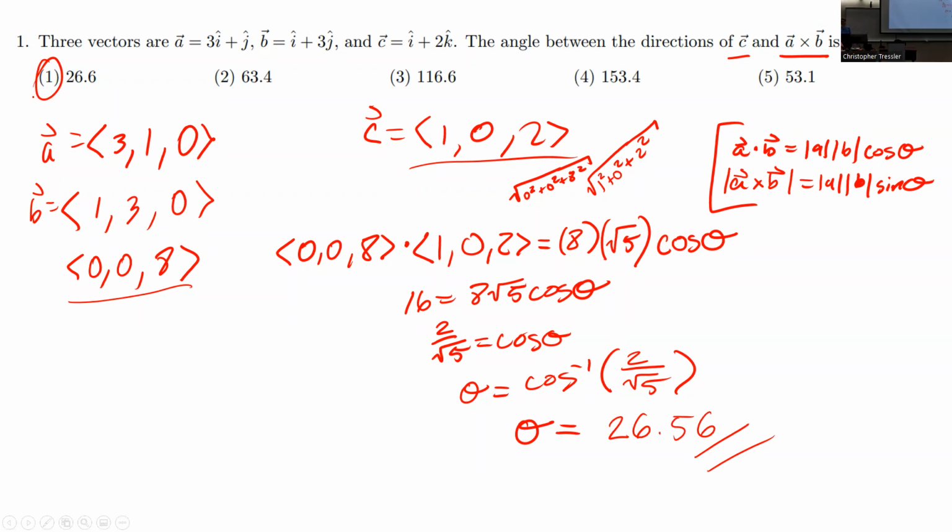Are there any questions? The 16 comes from doing this right here. This is the dot product. In order to get the 16, we're going to do 0 times 1. So basically, it's 0 times 1. There you go. That's how you get the 16. Any other questions?